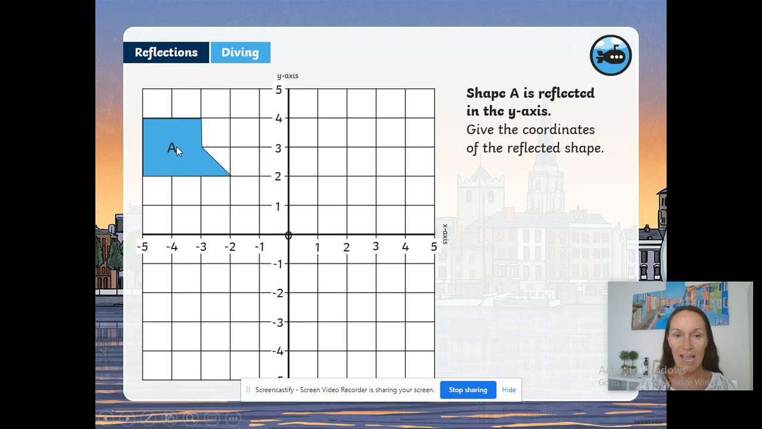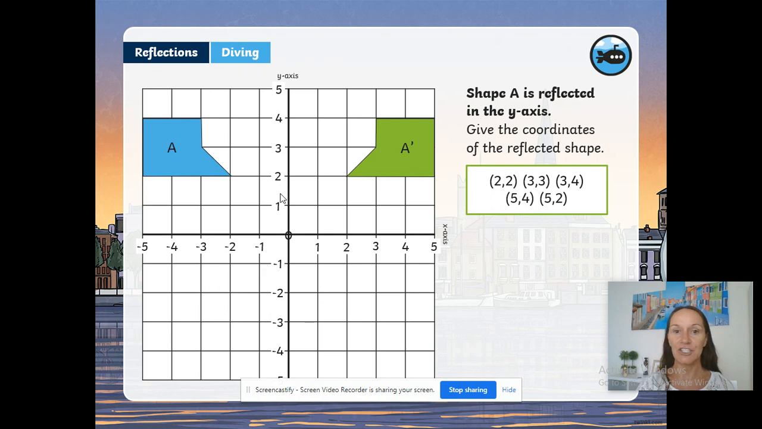When I'm looking at this shape, if I reflect it on the y-axis, then this is where the shape would be reflected. When a question asks you to reflect on the x-axis, then you would reflect down, you would go horizontally. So here you can see this shape, as instructed here, is on the y-axis. So we've reflected shape A over there.